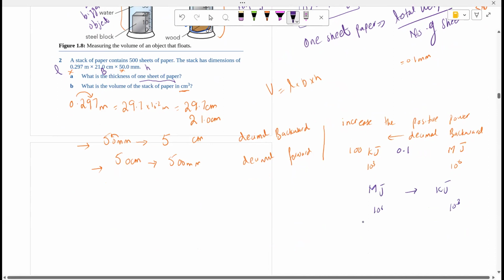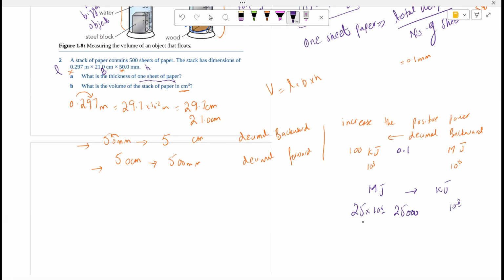Okay, so we will do the opposite. For example, it was 25 megajoules, and we have to go to kilojoules. So how many decimals do I have to move forward? Again, what is the difference? 3. So I will move 3 decimals forward. So this would be equal to 25,000 kilojoules. Okay, so how do we increase and decrease negative and positive power?